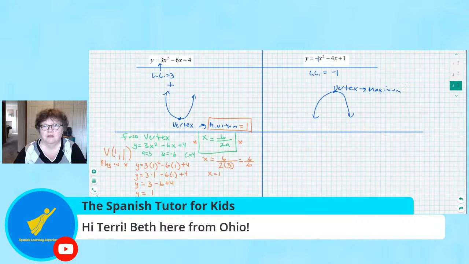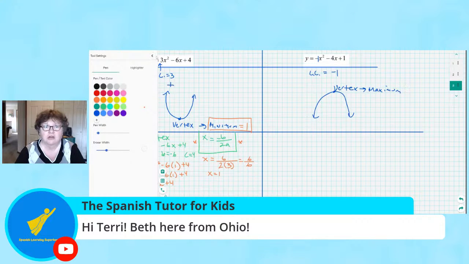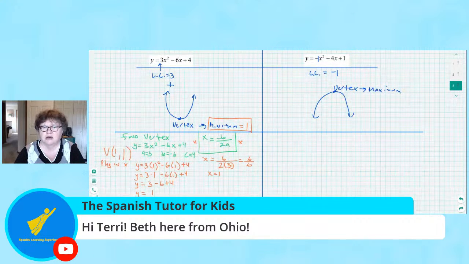Okay, so let's keep going here. I want to show you this other one. So I'm going to do the exact same thing again. So let me go back to my other color. I'm going to do y equals negative x squared minus 4x plus 1. And I'm using x equals negative b over 2a.